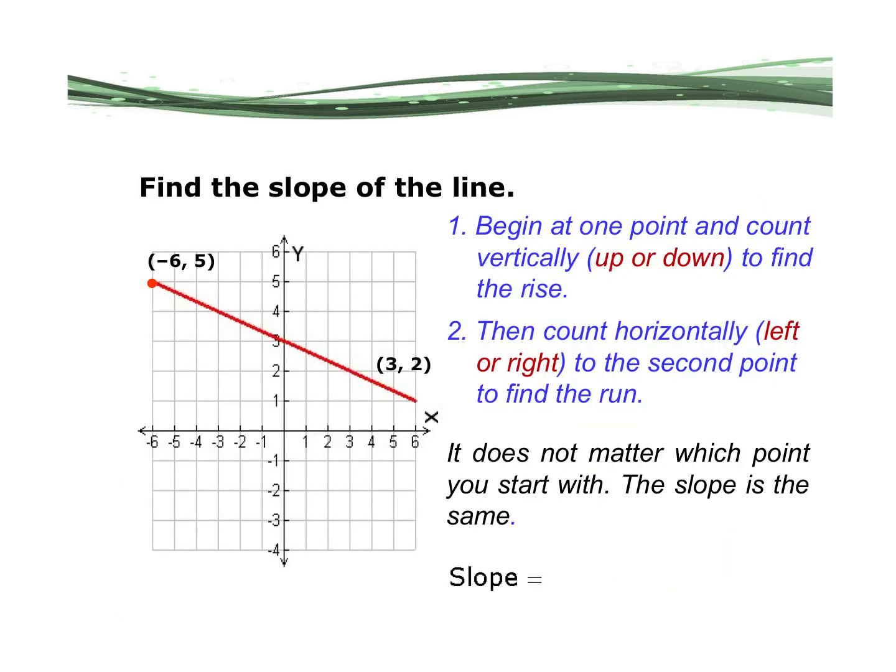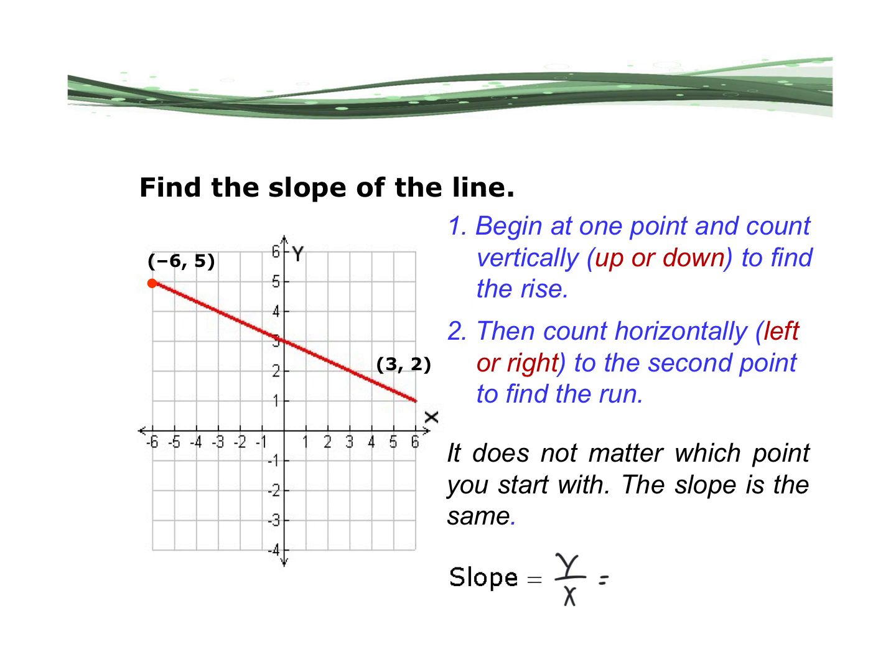So they want us to find the slope of this line. So they're telling us to first begin at one point and count vertically up or down to find the rise. And then we count horizontally left or right to find the second point. And that would be the run. So again, this is just stating what I just said. It does not matter which point you start with. The slope is the same. So let's write it in. It's going to be change in y over change in x.